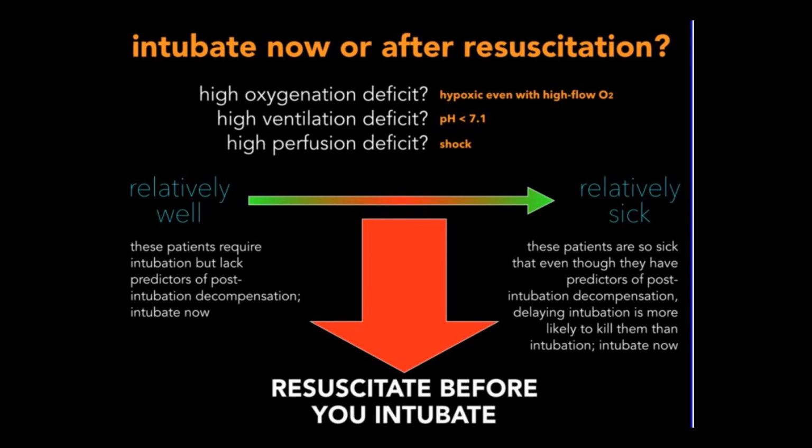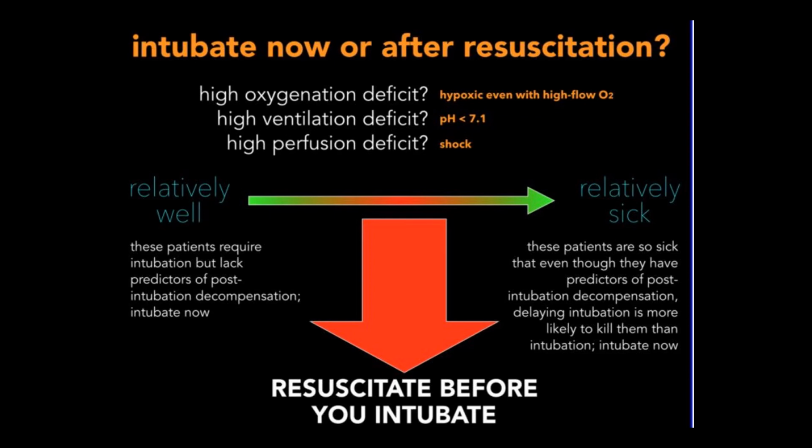Then there's the patient who needs to be resuscitated before you even think about giving them a paralytic. Once we give a paralytic, we're going to take away a lot of sympathetic tone. That sympathetic tone may be what's keeping them alive. If we take away tone in somebody who's already on the edge, you're going to push them straight over the edge, and they're going to have a bad outcome. So resuscitate these patients with high oxygen deficits, high ventilation deficits, and shock before you try to intubate them, unless they fall into that category of so sick that they can't wait.